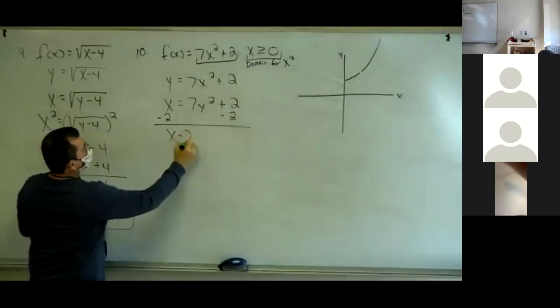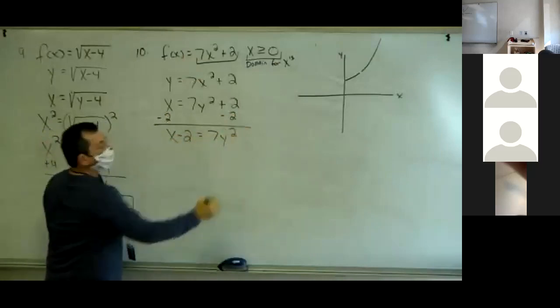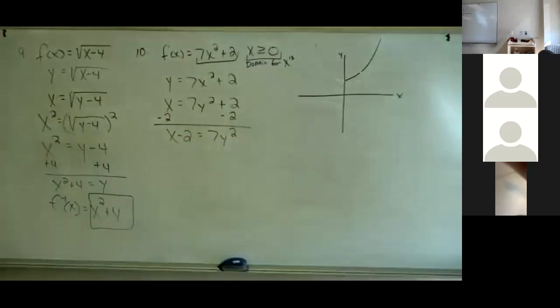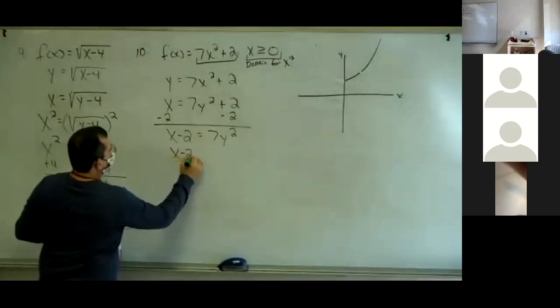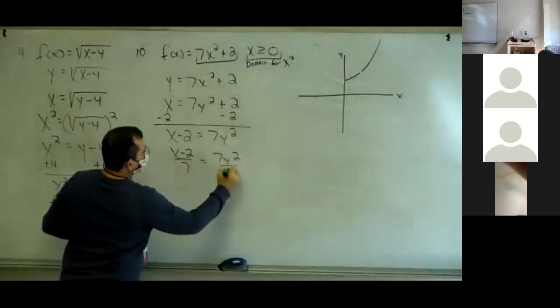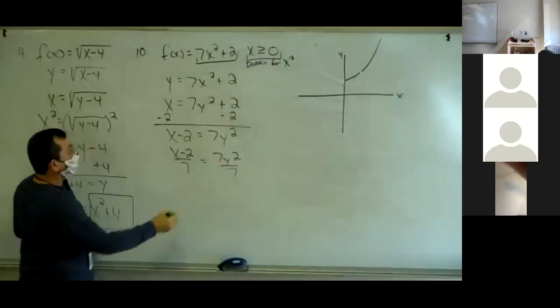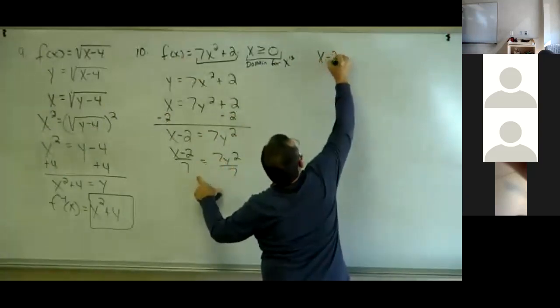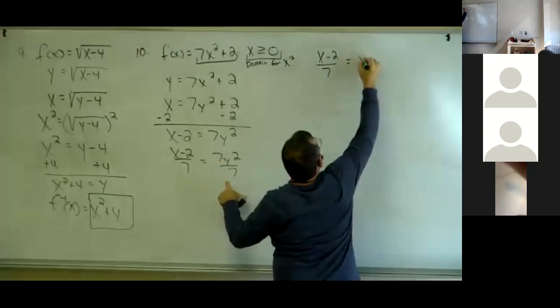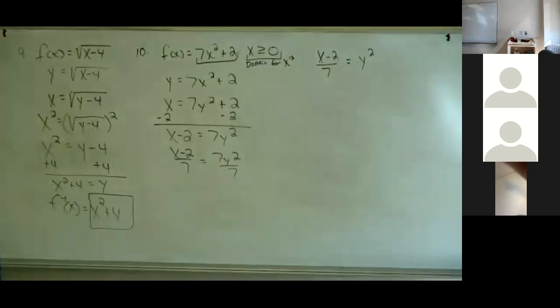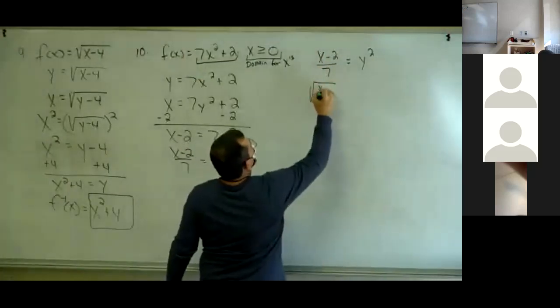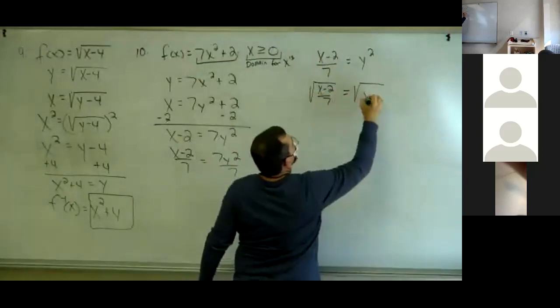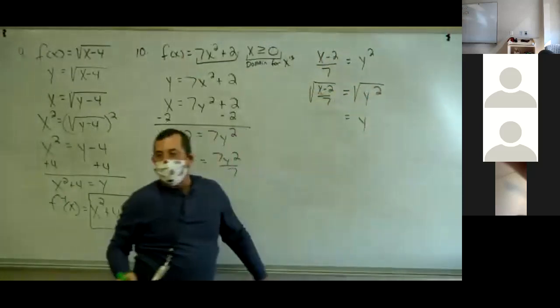So you now have x minus 2 equals 7y squared. And I still don't like that 7 in front of that y squared. So move it by what? So I'm going to divide both sides by the 7. But notice on this side, we can cancel out our 7s. So if I cancel these sevens, I'll get x minus 2 over 7 equals y squared. So last move, square roots. So square root of x minus 2 over 7 equals square root of y squared. So y'all know that side's going to be a y.